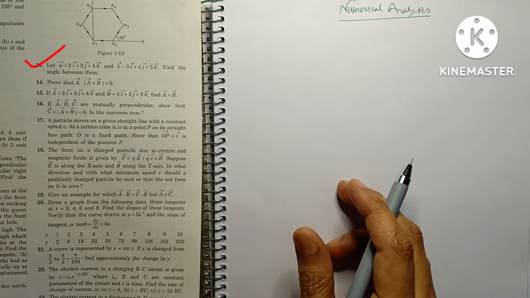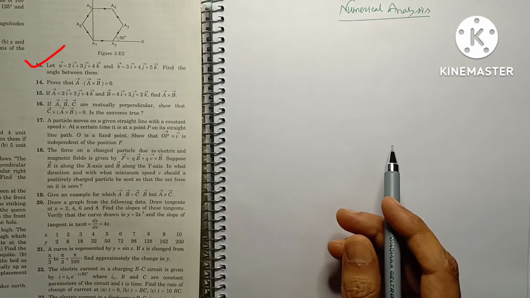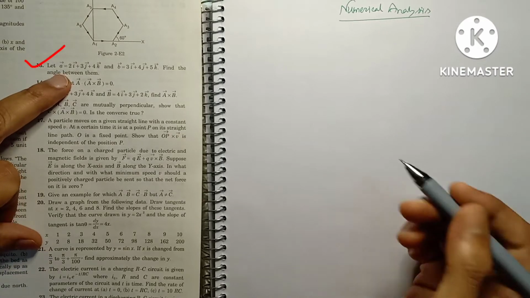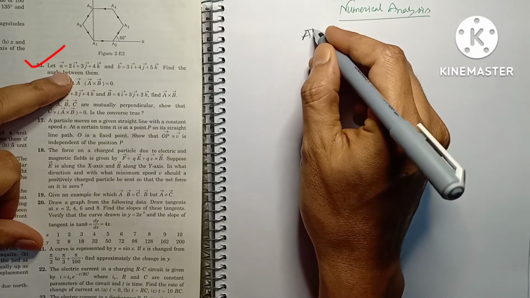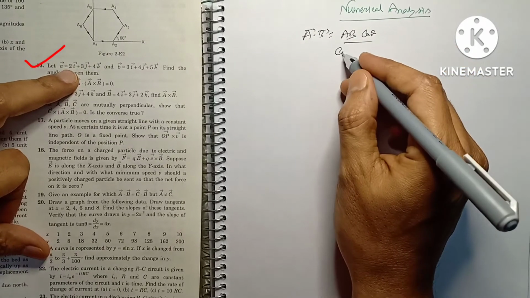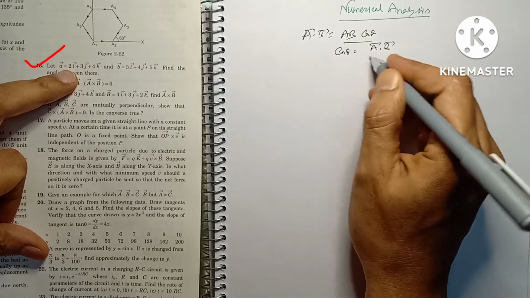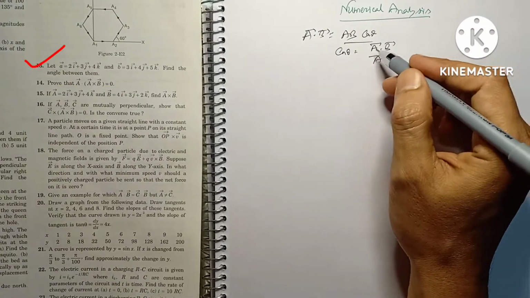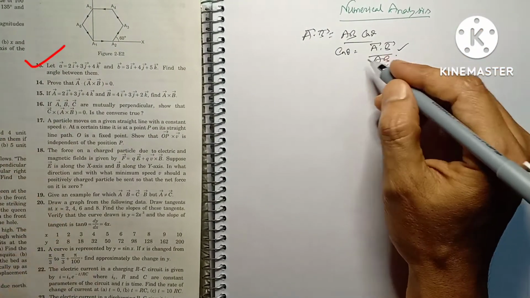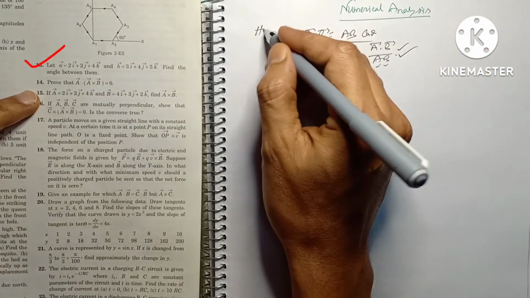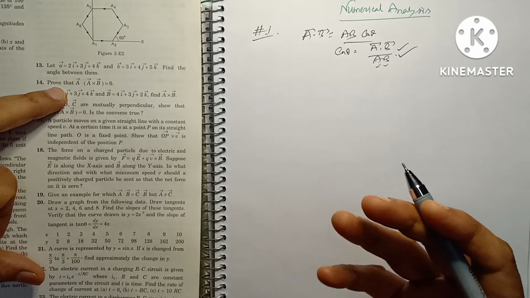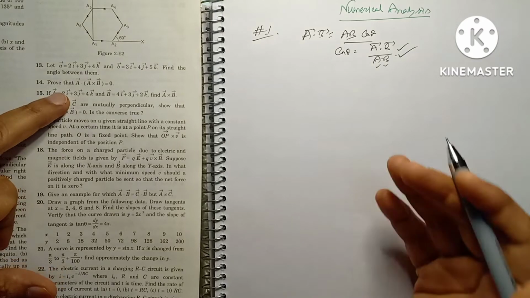Now let us do some numerical problems. Suppose, first numerical problem, A vector is 2i cap plus 3j cap plus 4k cap and B vector is given, and we need to find the angle between them. So how can we find this angle? We need the formula A vector dot B vector equals AB cos theta. So cos theta equals A vector dot B vector divided by AB. First of all we do the dot product as we have already discussed, then the magnitudes of A and B, and we can get the angle between them. So this is example 1. You need to do it yourself at home. Just by practicing you will easily understand how to solve this problem.